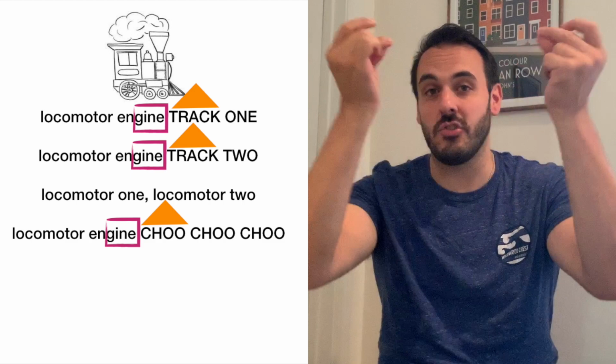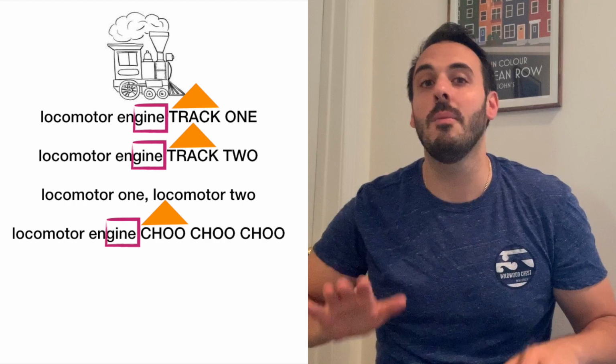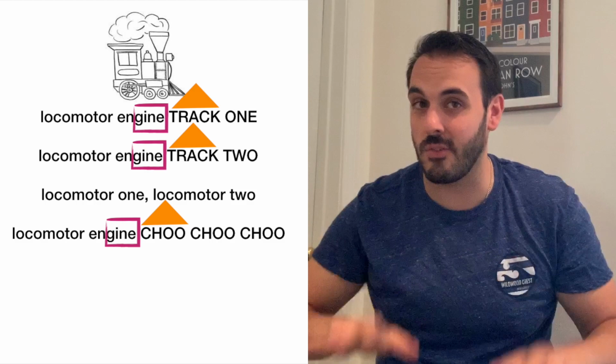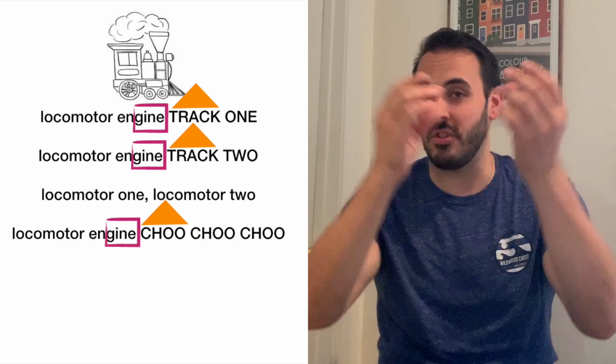Let's try that together. Here we go. Locomotor engine, track one. Locomotor engine, track two. Locomotor one, locomotor two, locomotor engine, choo, choo, choo. Well, what if we took that poem and we put it on a drum?